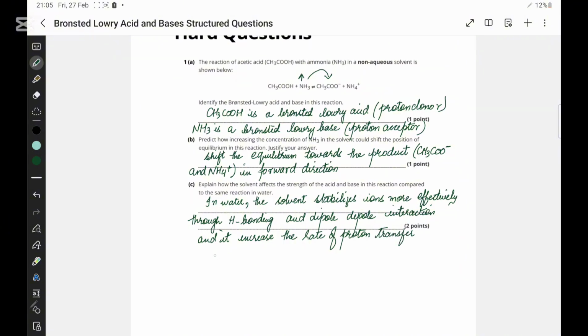Then what about in a non-aqueous solvent, in which it's not dissolved in water? In a non-aqueous solvent, what happens? There will be weaker polarity. What does it cause? It decreases the extent of proton transfer.